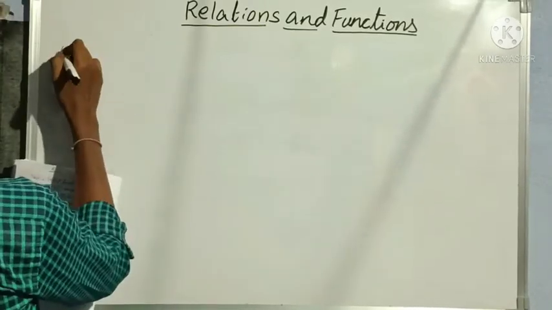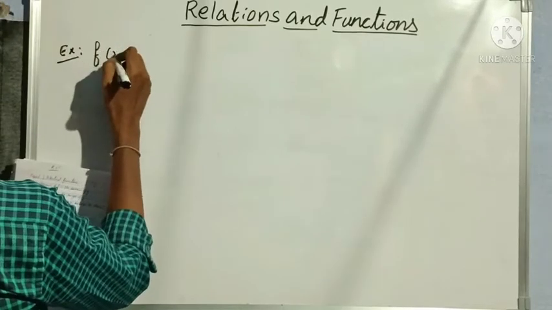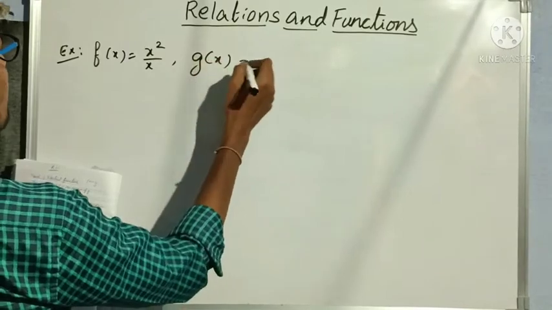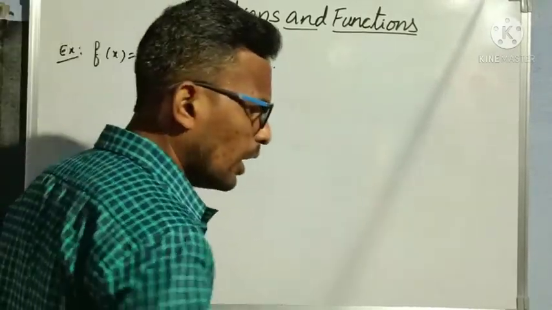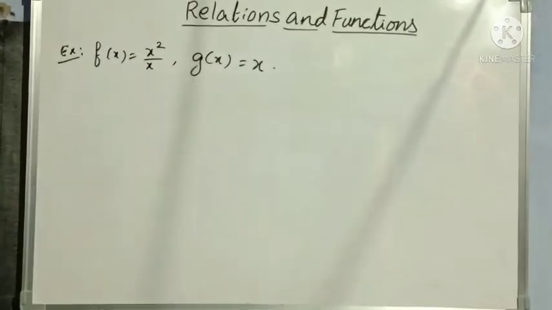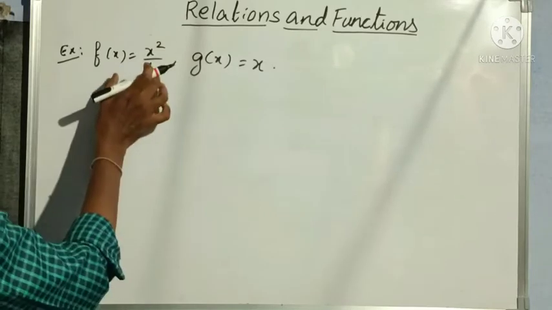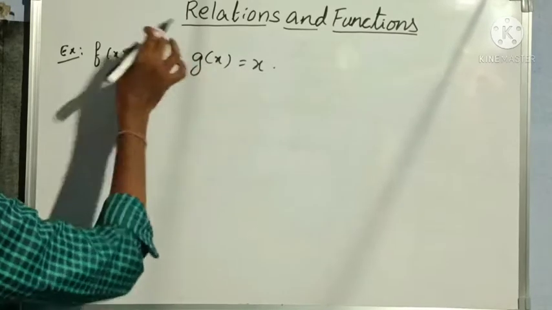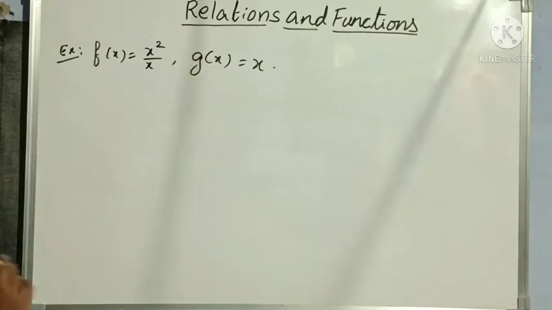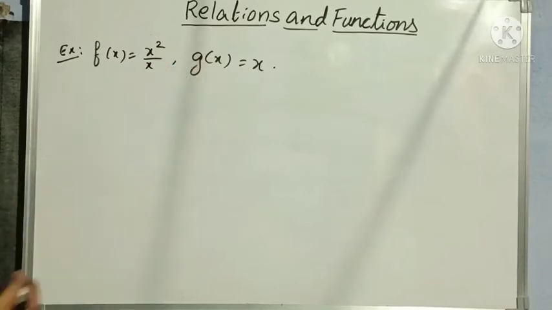First example: f of x is equal to x square by x, and g of x is equal to x. We have to know whether these two functions are identical or not. Don't cancel x and x here. Whatever function is given, we have to take it like that only, and not cancel anything. If you cancel, you will get f of x and g of x equal, so do not do that. The question is given like that, so we have to find the domain for the two sets.